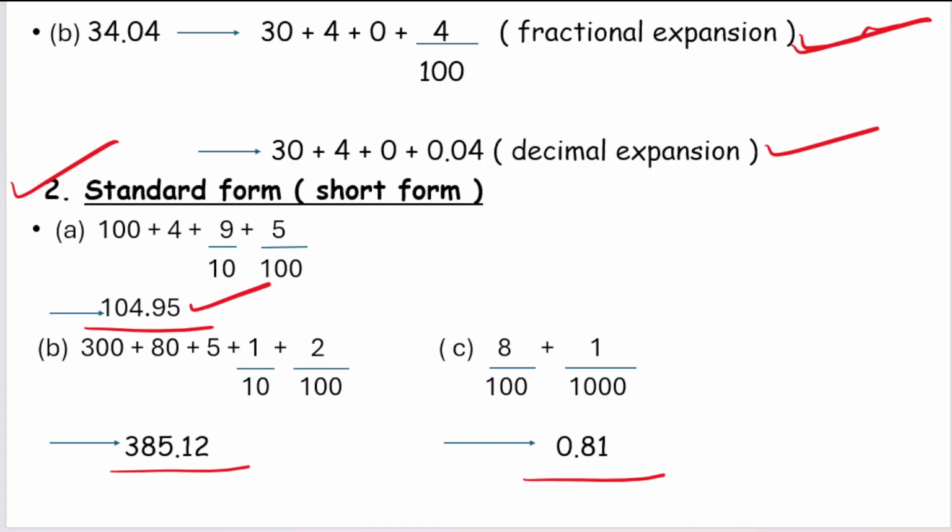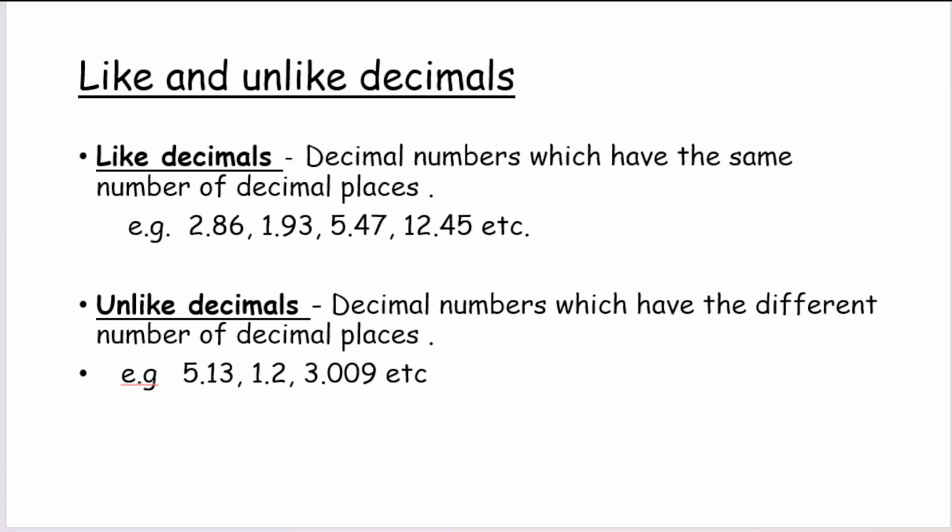Now let us look at another interesting topic in today's session, like and unlike decimals. So what are like decimals? First, let us understand that decimal numbers which have the same number of decimal places are called like decimals. Now children, when we looked at the place value chart in my previous session, I hope you remember that there is a whole part and the decimal part. So the decimal part is after the dot. Now decimal places means how many places are there after the decimal point.